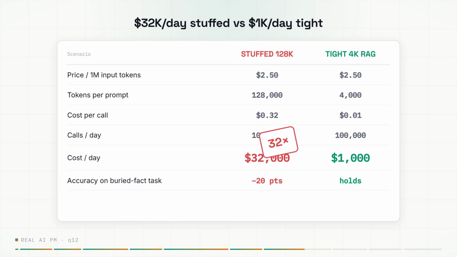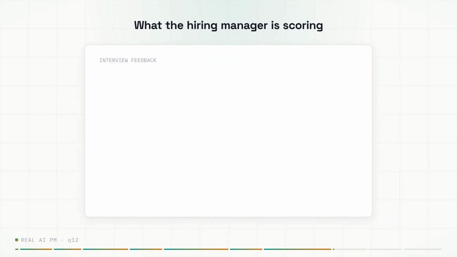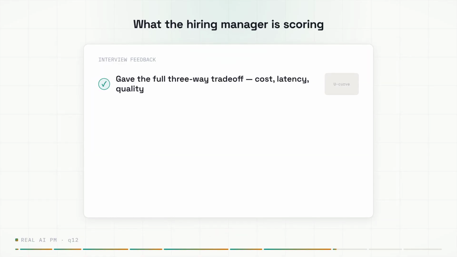And here's the part that surprises people. The small prompt often scores higher because the model isn't hunting through 128,000 tokens for the one fact that matters. On buried fact tasks, that lost in the middle effect can drop accuracy by 20 points or more versus just putting the fact at the top. So the stuffed window cost you 32 times the money and lost you accuracy. Both directions, worse. Interviewers are looking for 3 specific signals.